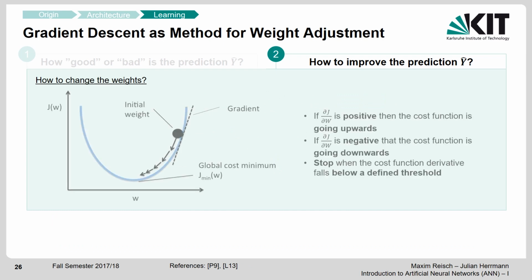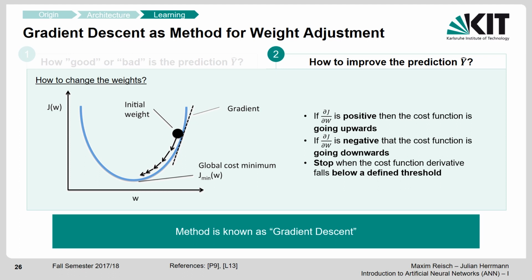We can derive an expression for dJ/dW that will give us the rate of change of J with respect to W for any value of W. If dJ/dW is positive, then the cost function is going uphill, and if dJ/dW is negative, the cost function is going downhill. This method is known as gradient descent.